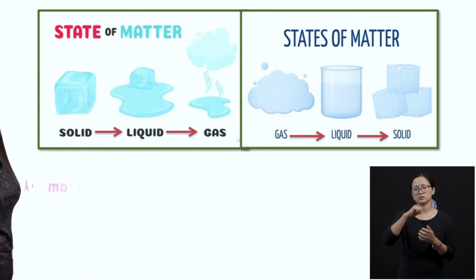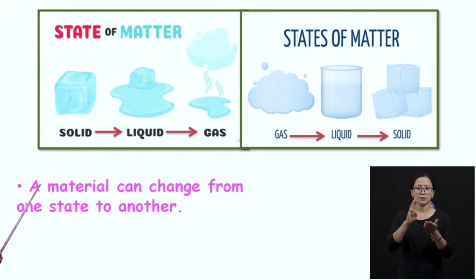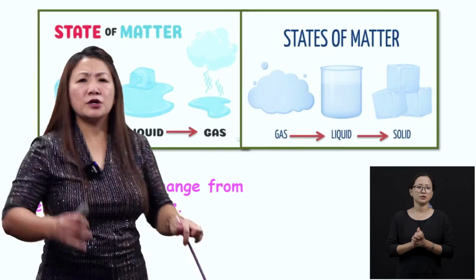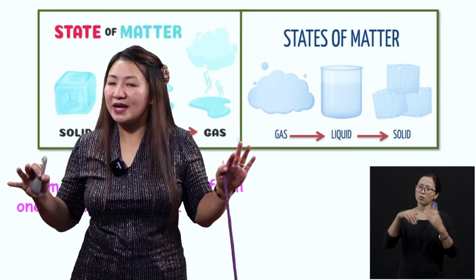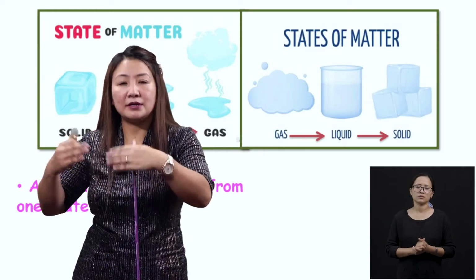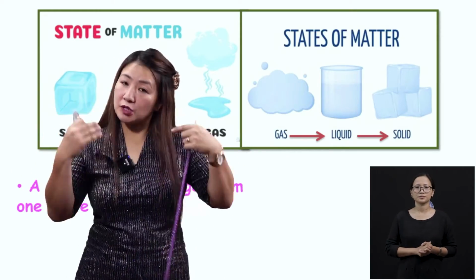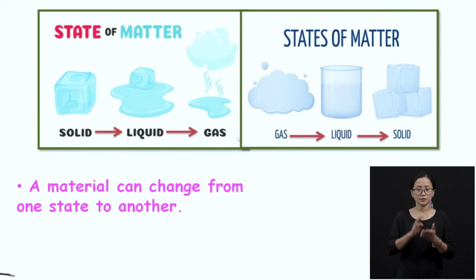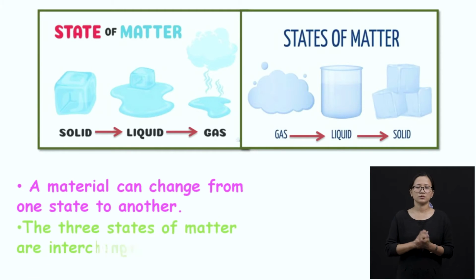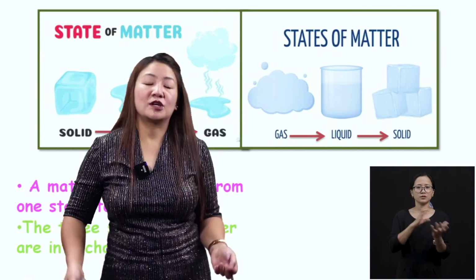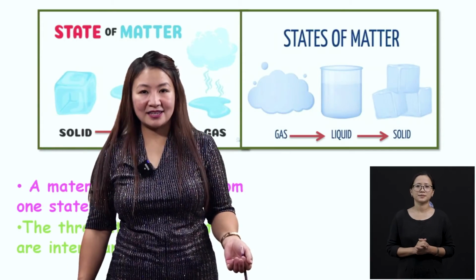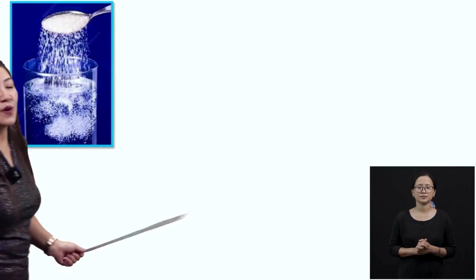All right. So here, a material can change from one state to another. It doesn't mean that a solid will remain solid forever. You can change it, but not all matter, okay? Some matter can be changed from solid to liquid and liquid to gas, and from gas to liquid to solid. So a material can change from one state to another. The three states of matter are interchangeable. All right, then let us do one more.